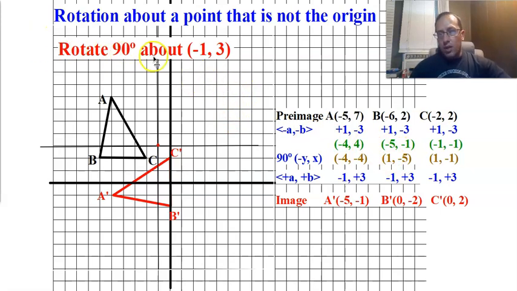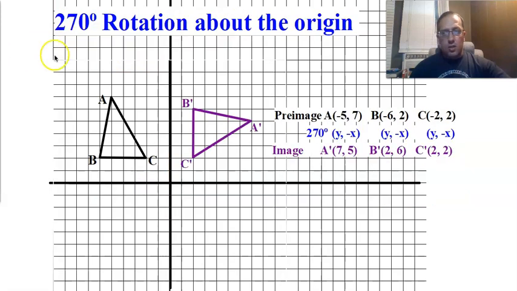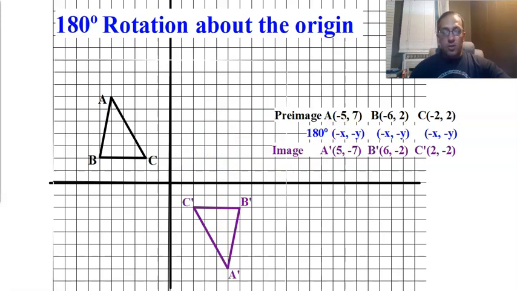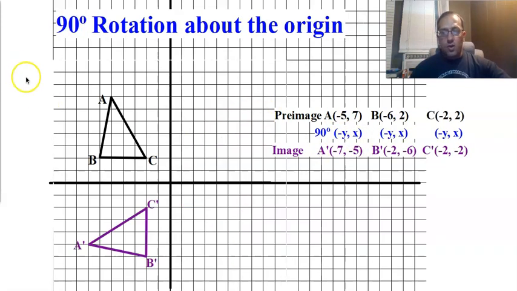All right? So again, the 270-degree counterclockwise rotation, the rule is (y, -x). For a 180-degree counterclockwise rotation, our rule is (-x, -y). And for a 90-degree counterclockwise rotation, the rule is (-y, x). And that is rotations. Hope you found that useful, and I will see you in the next video.